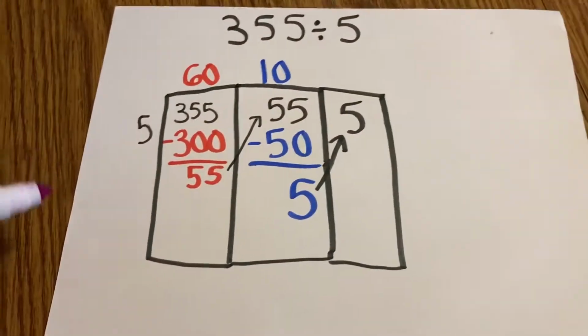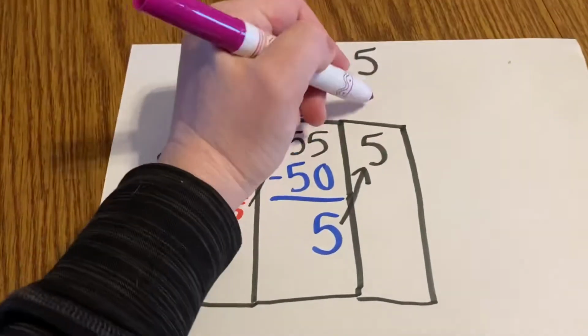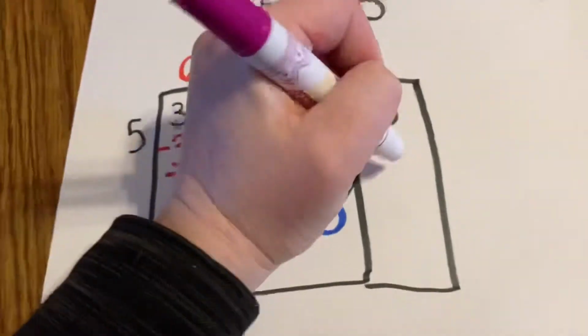Now just like the other 2 blocks, I ask, what can I multiply 5, which is my divisor, by to get something that's equal or less to what's in the block, which in this case is 5? My only option is 5 times 1 because 5 times 1 is equal to 5. So I'll put that 1 on top of the block. 5 times 1 is 5.